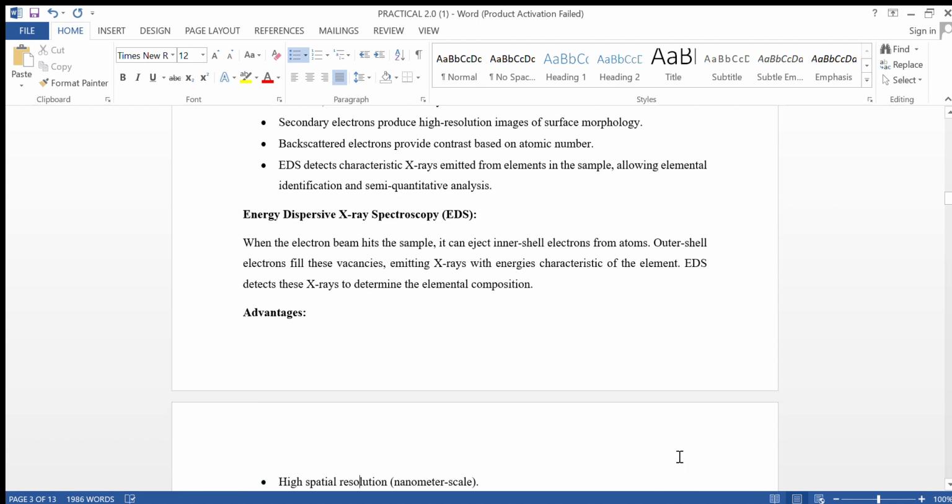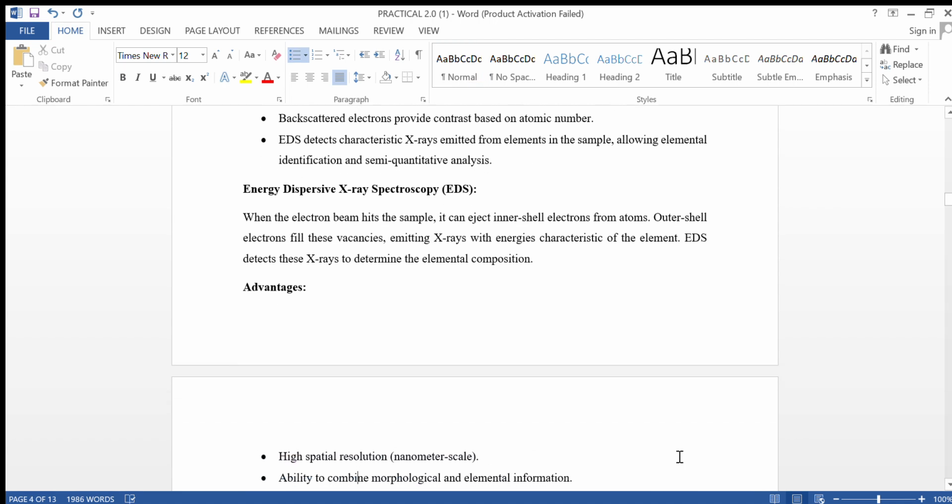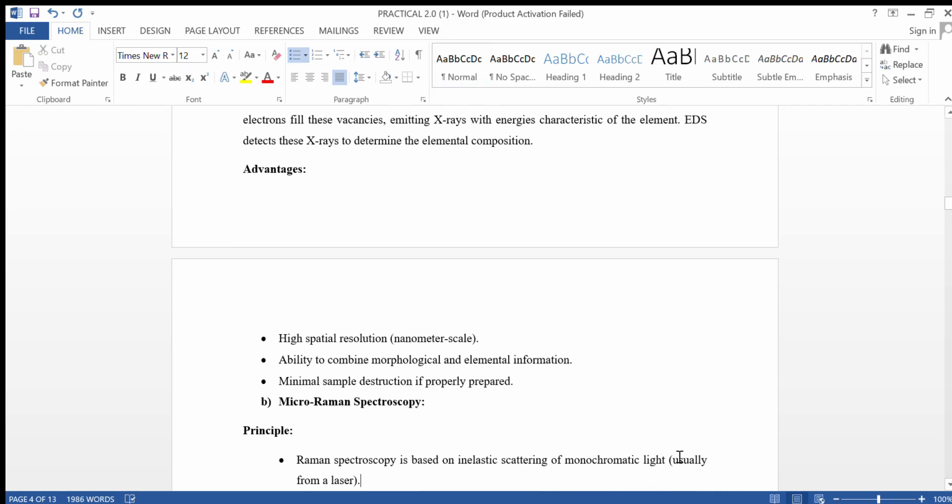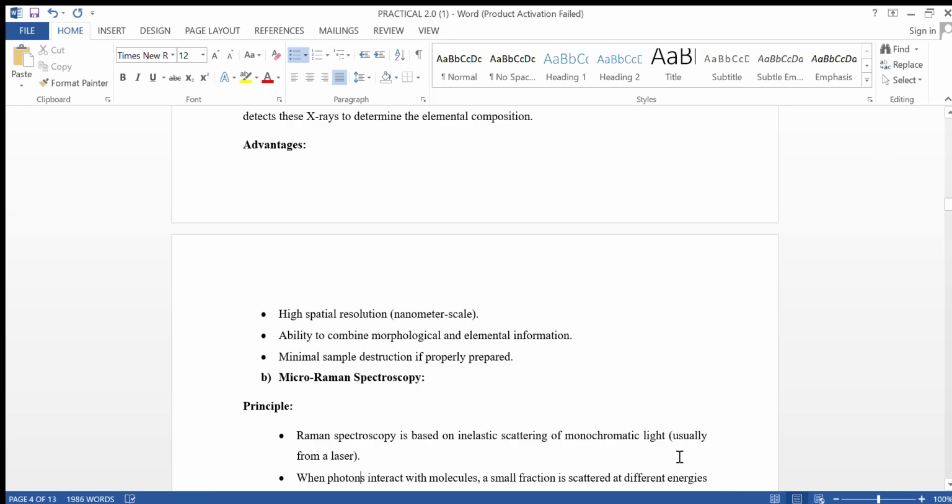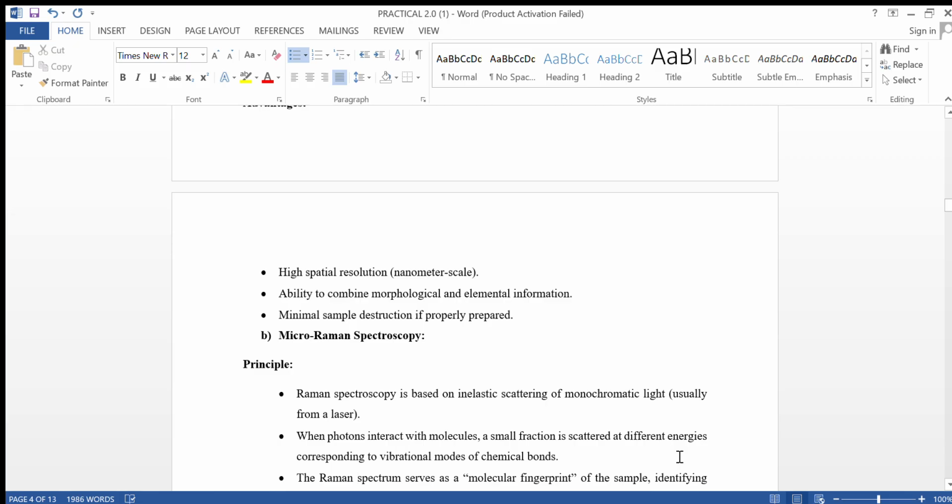Energy dispersive X-ray spectroscopy, EDS. When the electron beam hits the sample, it can eject inner shell electrons from atoms. Outer shell electrons fill these vacancies, emitting X-rays with energies characteristic of the element. EDS detects these X-rays to determine the elemental composition. Advantages are high spatial resolution, nanometer scale, and the ability to combine morphological and elemental information, with minimal sample destruction if properly prepared.